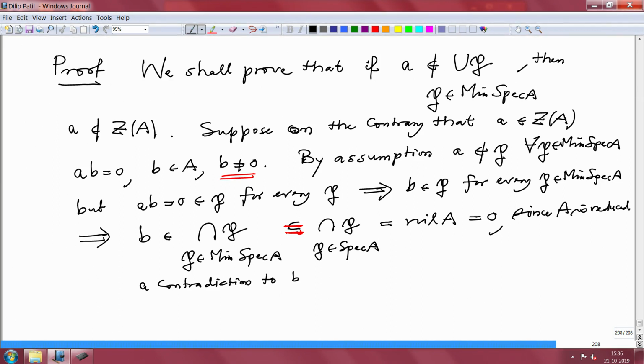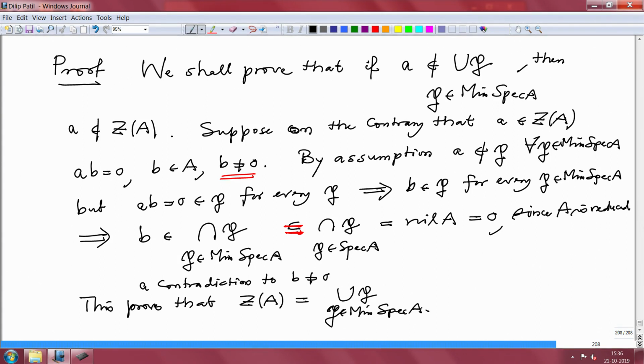To B non-zero. So this proves that the intersection ZA, the set of zero divisors of A, must be the union of P, where P varies in min spec A. Alright, so that proves this corollary 4.